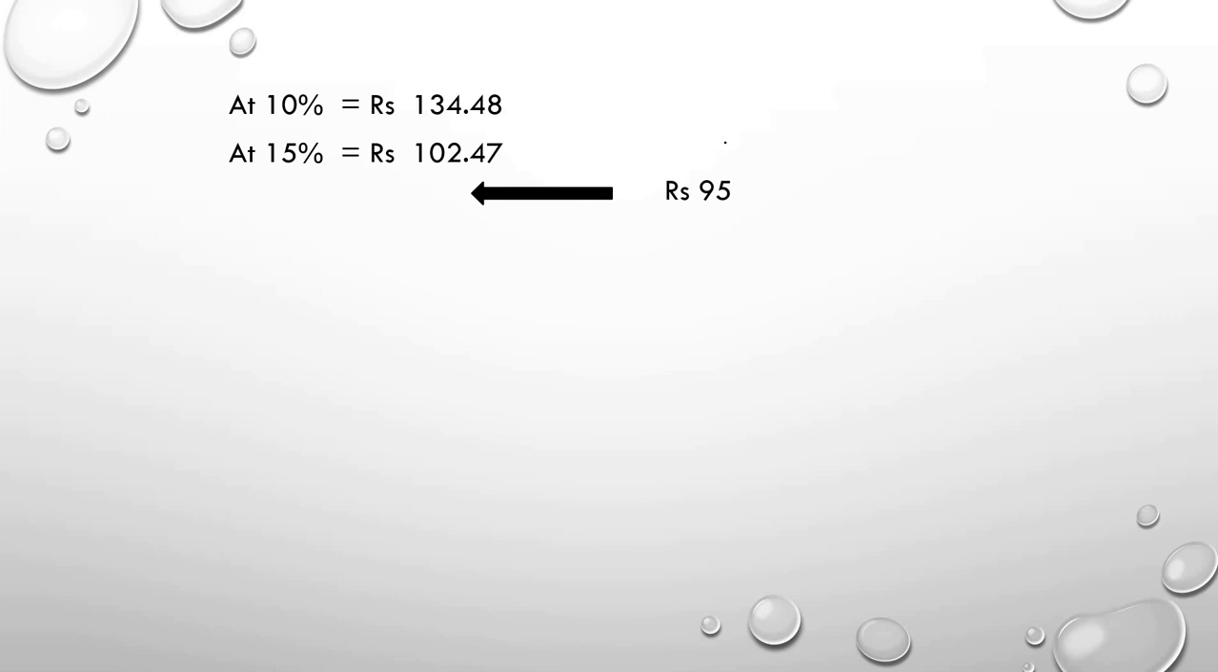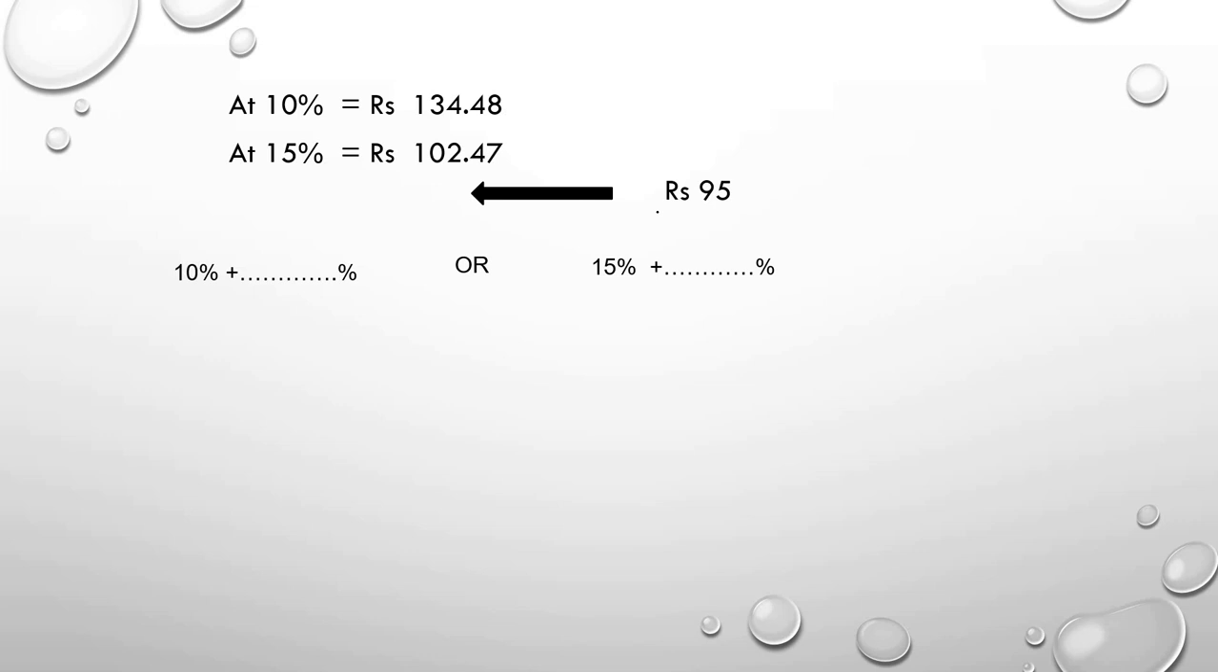So my 95 is lying over here. So it will be 10 plus some percentage, or I can say even 15 plus some percentage. Your answer will be more than 15%. So now how are we going to do it? We are going to use the unitary method.